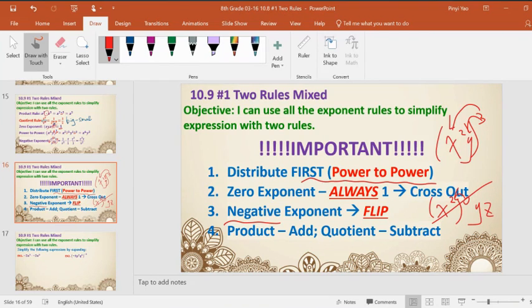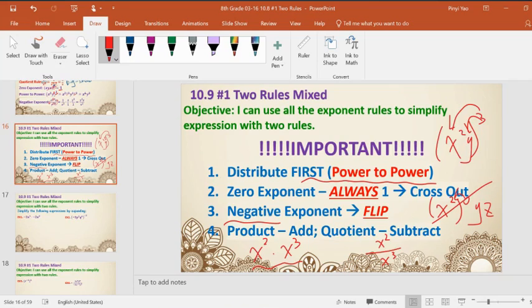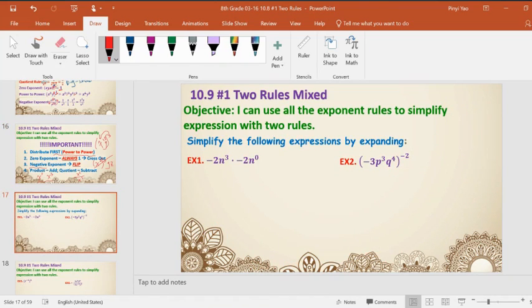And only at the end, at last, we will deal with the product rule and the quotient rule, which is when you see the same base, you need to put them together, either by adding or subtracting, as the example that I went over in the previous page. Now let's move on to some examples. Number 1, let's go through the steps.